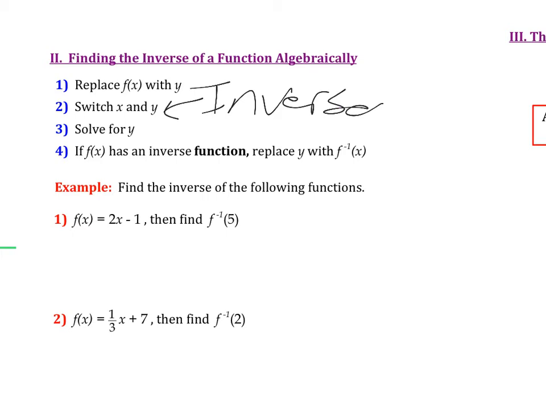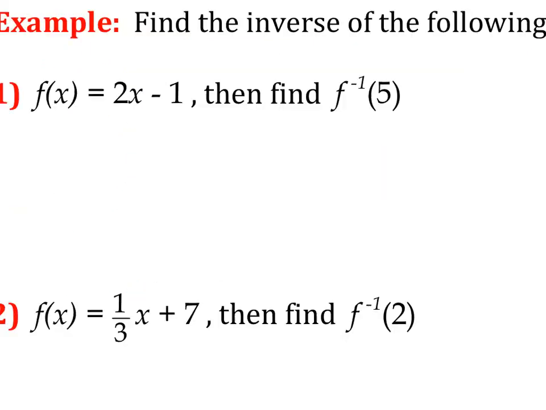Step 3 says solve for y, so basically get the new y by itself. So you're just getting y equals. And then we have our notation piece, which is going to be f with an exponent of -1, or superscript, of x. All right, so these ones are pretty straightforward.